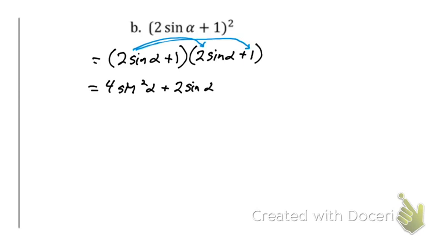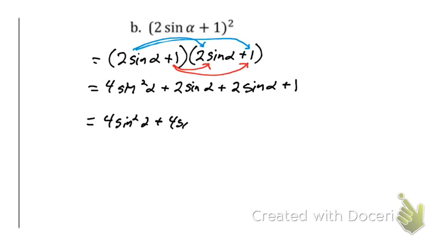Then I take the second term in the first binomial and multiply it by those two. I just distribute, which would be 2 sine alpha plus 1, which is reduced down to 4 sine squared alpha plus 4 sine alpha plus 1. But that is just multiplying. That is a binomial times a binomial.